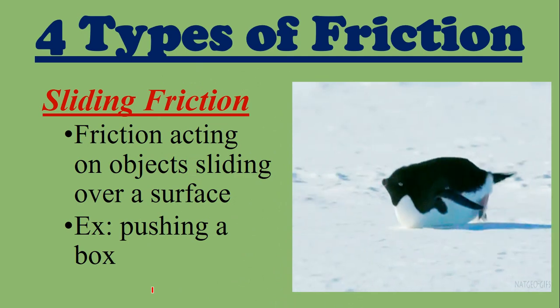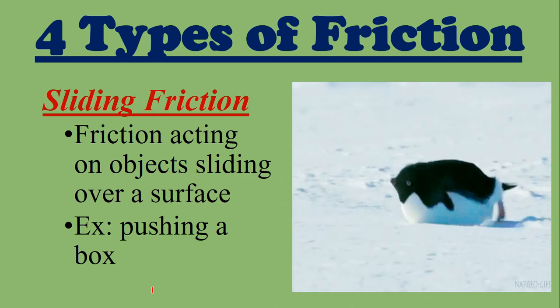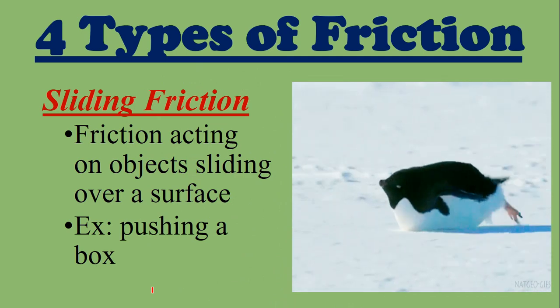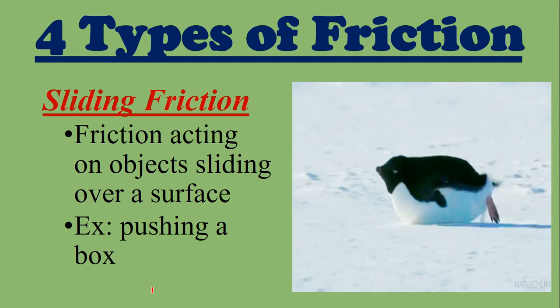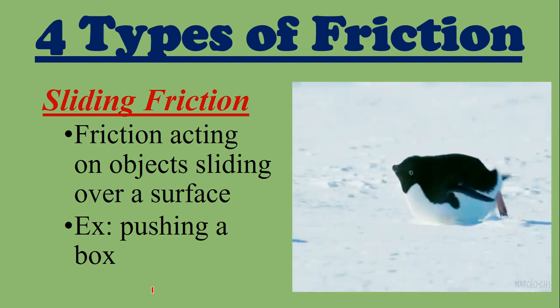The next one's called sliding friction. It's kind of like what it says, the friction of an object sliding over a surface, like pushing a book or this penguin who's scooting along the ice.